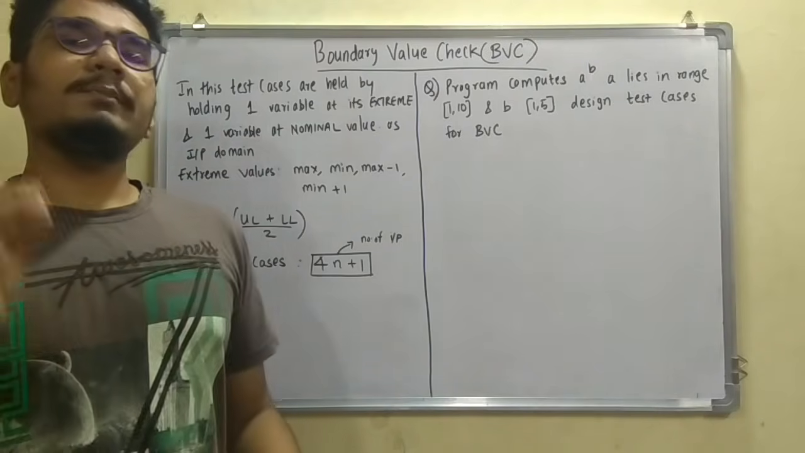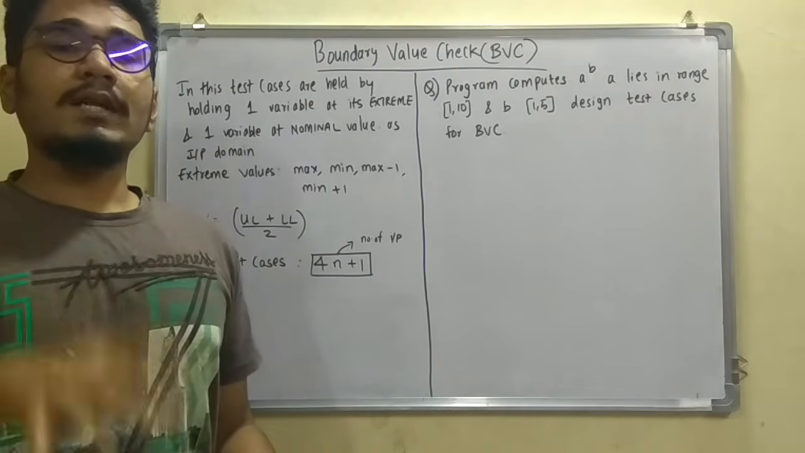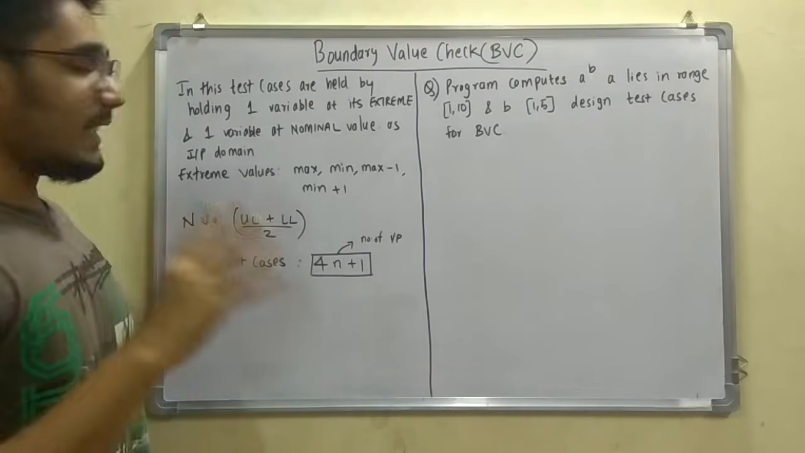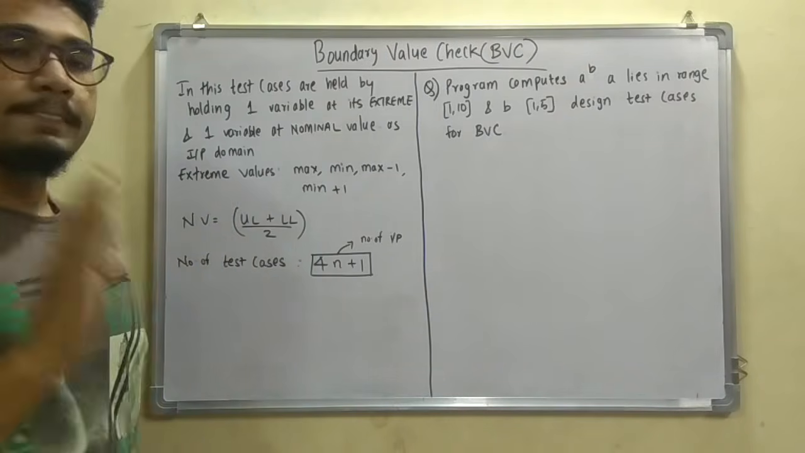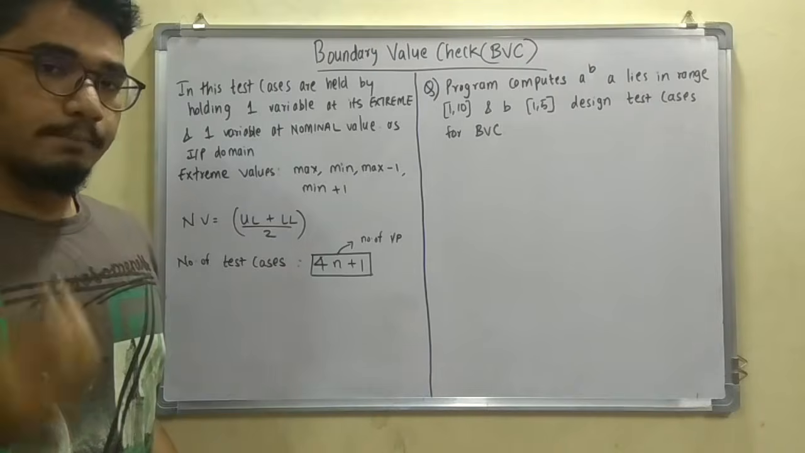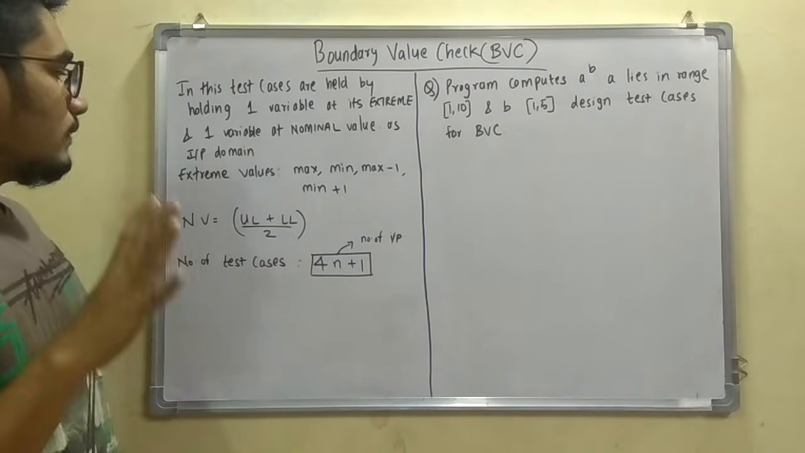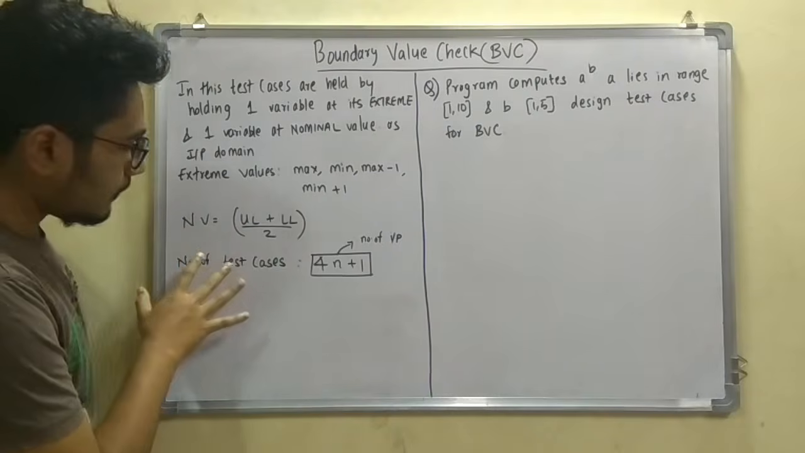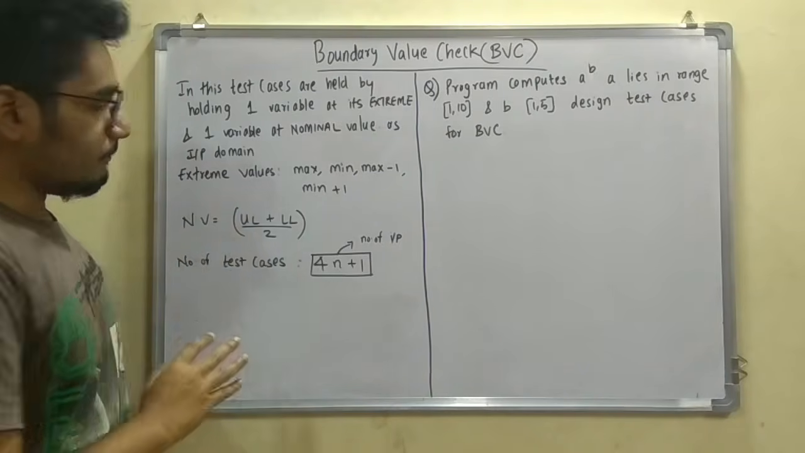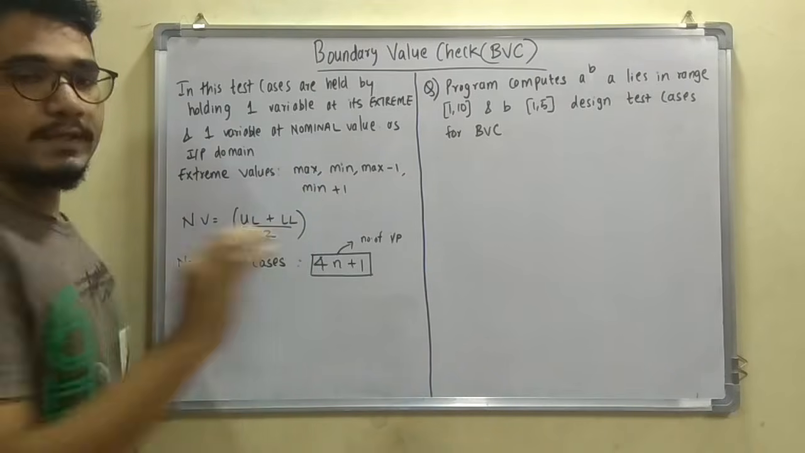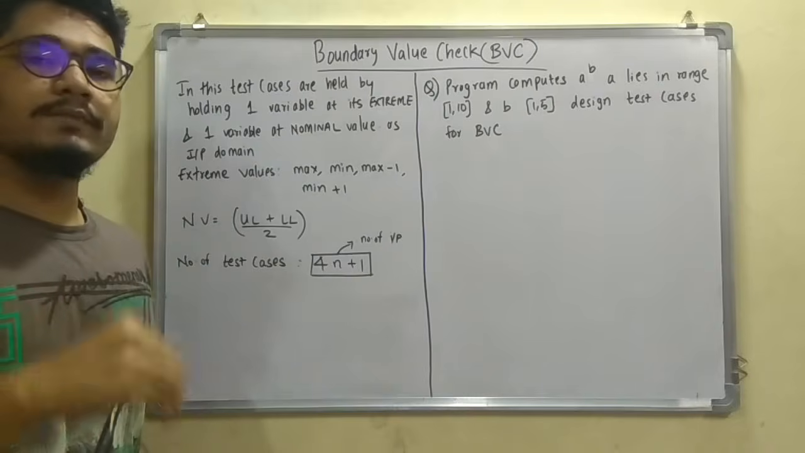So in this input domain we have two different variables, one at the extreme value and one at the nominal value. The extreme values computed for this are the max, the min, max minus 1, that is one less than the max value, and min plus 1, that is one plus the minimum value. And how will you calculate the nominal value? The nominal value is calculated by upper limit plus lower limit divided by 2, that is simply (max + min) / 2. If the value you get is a floating point or decimal, we round it off to the next highest integer.